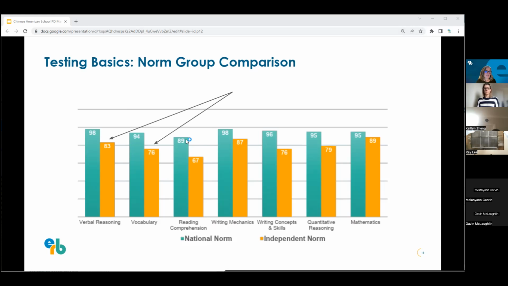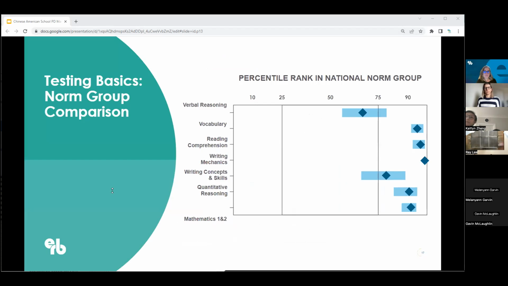So you can just see some differences here. The national norm is represented by that light green, and the independent norm is represented by that goldenrod. Similar high achieving students, it's just relative to the norm group that they're in as to what their metrics might look like. This is a representation, and again, we'll just look at national norm and independent norm.